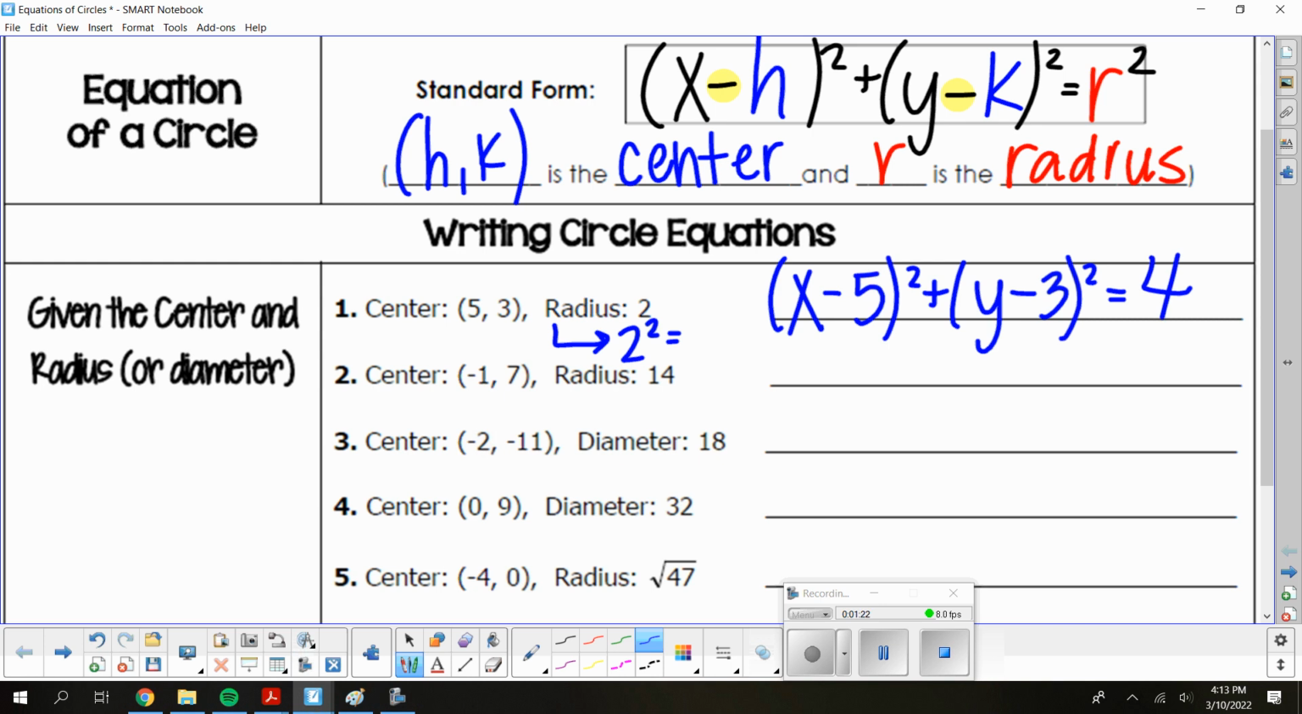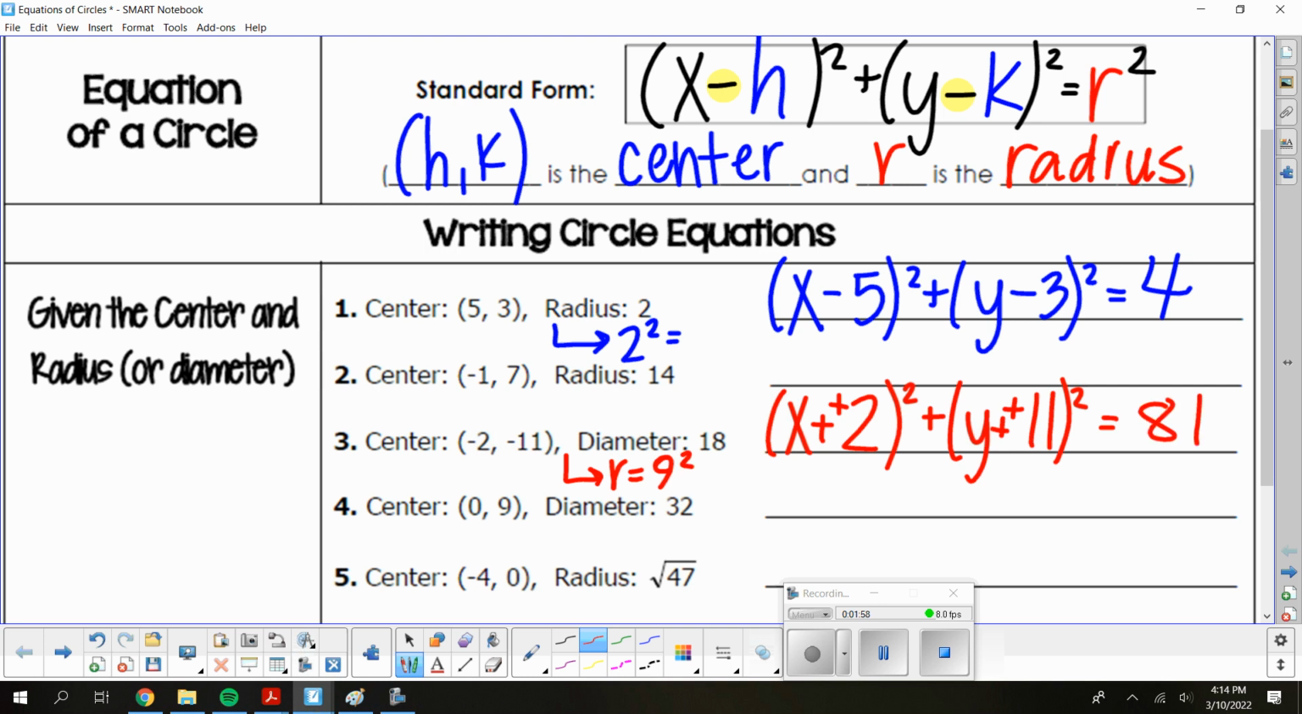If I wanted to do number 3, I'm looking at x minus my x value, which is negative 2. So this actually becomes plus 2. It's going to be the opposite sign of it, squared, added to y minus my y value, so that becomes plus 11 squared, equal to, well, they give me my diameter. So my diameter is going to give me my radius by taking half of it. So my radius is 9, and then I square it, and that's going to give me 81.